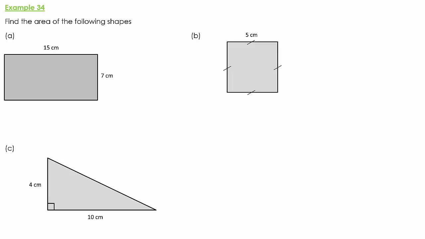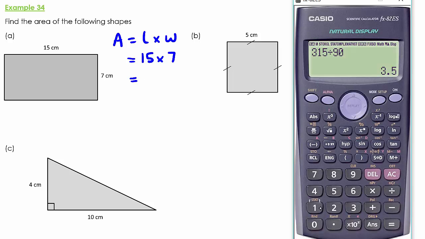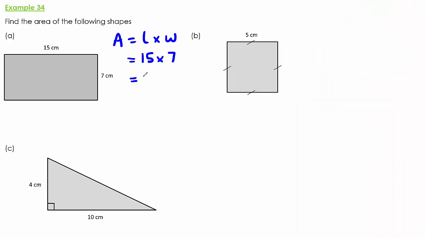Find the area of the following shapes. Well, in part A we have a rectangle, and we know the area of a rectangle is just the length multiplied by the width. So the length here is 15 and the width is 7. So we can just calculate that: 15 times 7, which is 105.